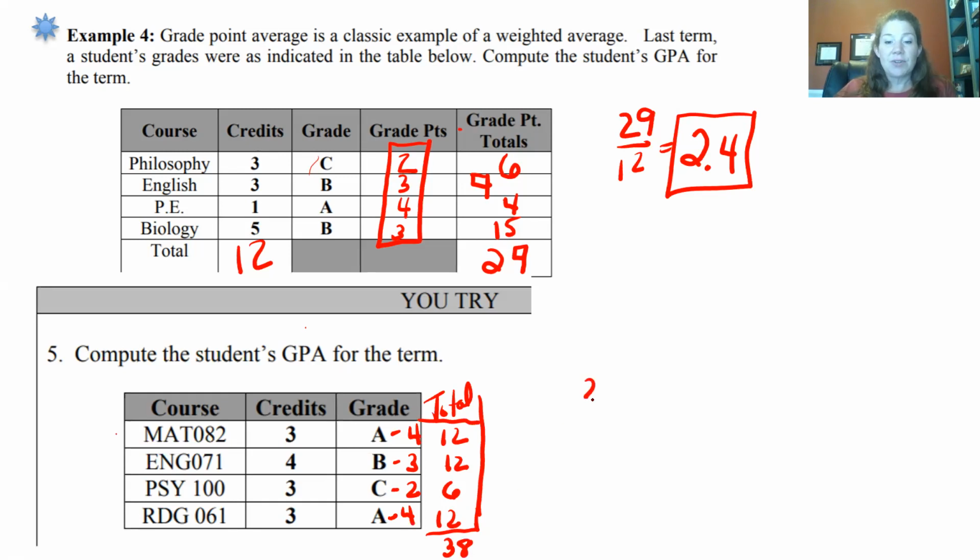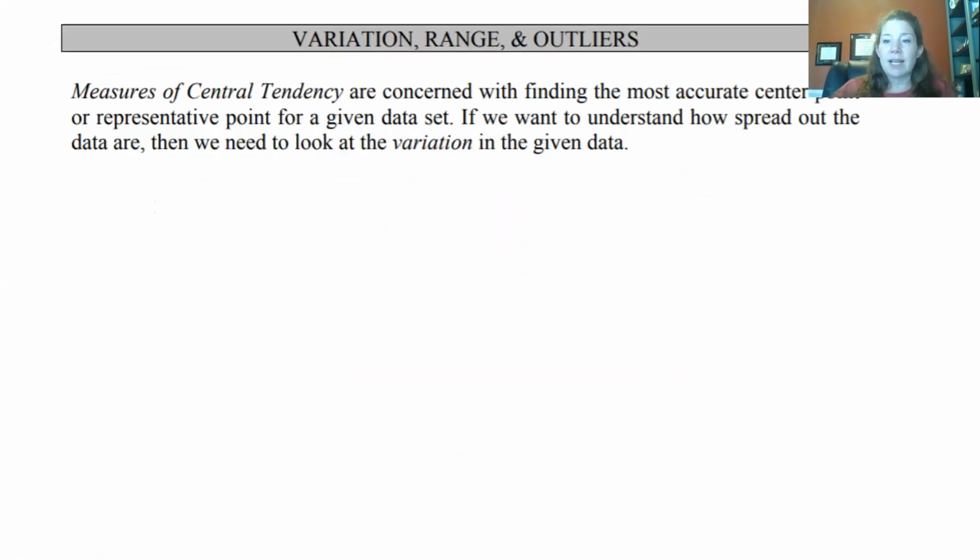So we're going to divide 38 points by how many total hours we took. So we have 9, 10, 11, 12, 13 total credit hours. So we're going to divide 38 by 13, and we get a 2.9. So we did a little better this semester, 2.9. There we go. All right, let's move on.